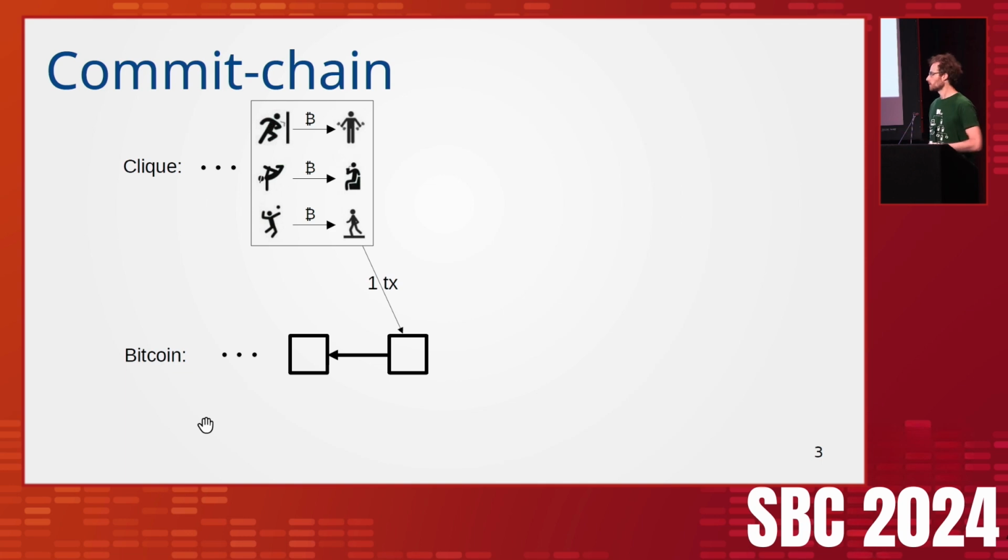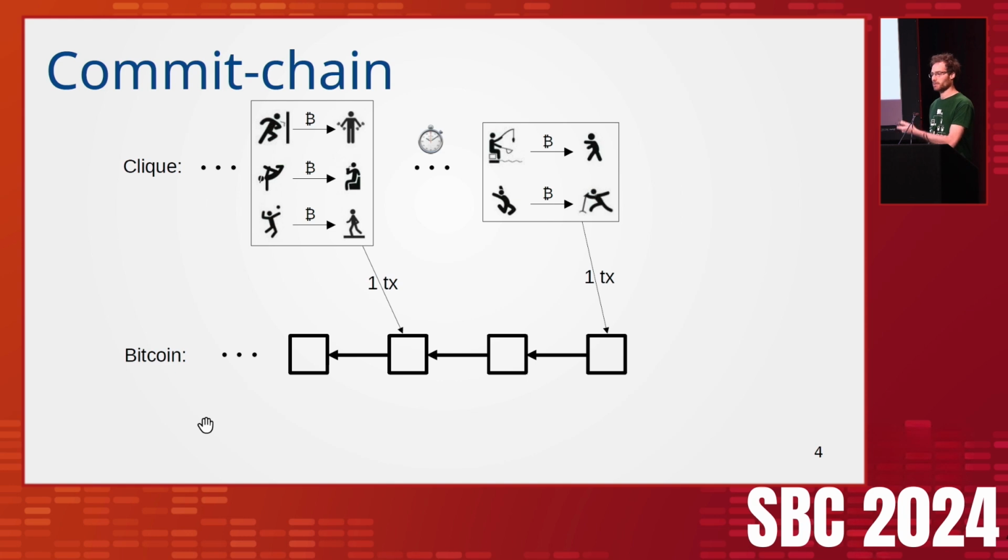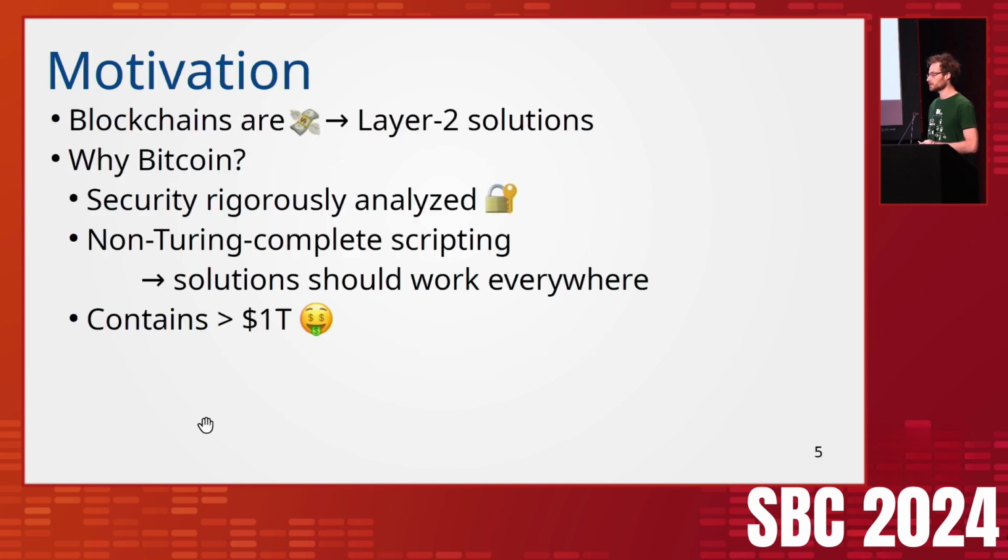Let's imagine a bunch of apparently quite active users who send payments to each other, and they wouldn't like to pay all the high fees on Bitcoin, so they would like to package their payments as a single on-chain transaction on Bitcoin. And that could happen periodically, like every now and then, package the new payments that took place into a single transaction. This is essentially what a commit chain is. It's kind of a side chain, but it commits to the main chain, Bitcoin in this case.